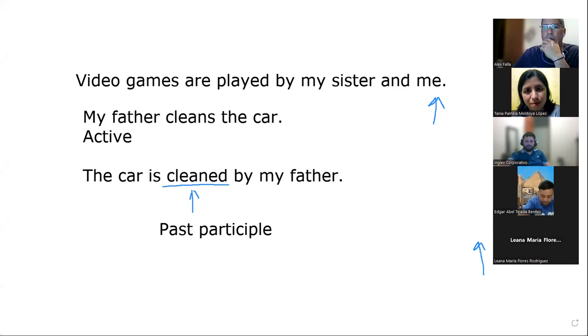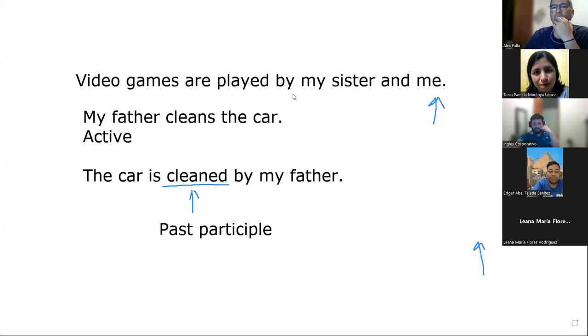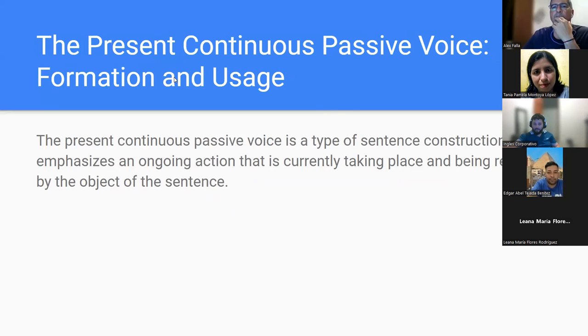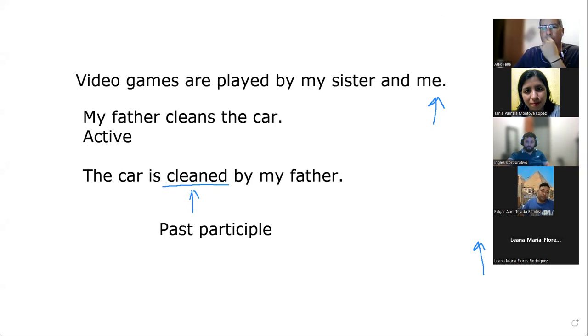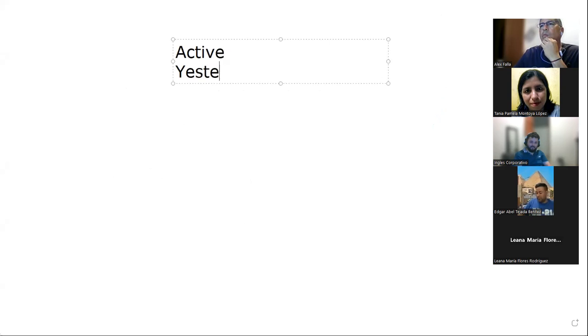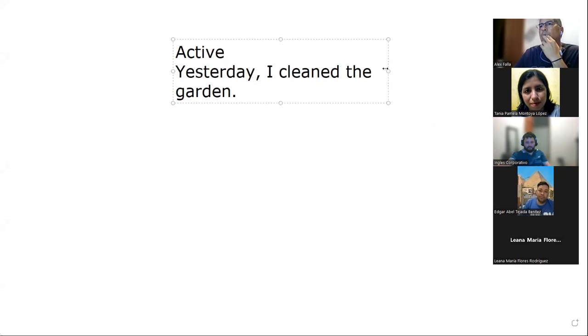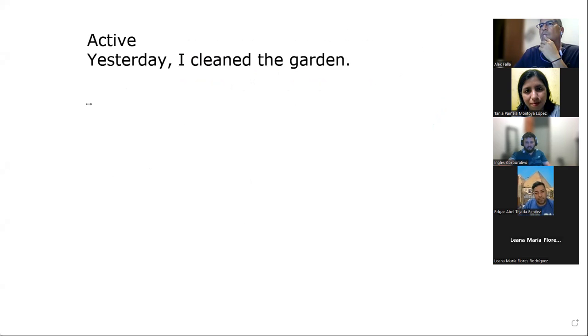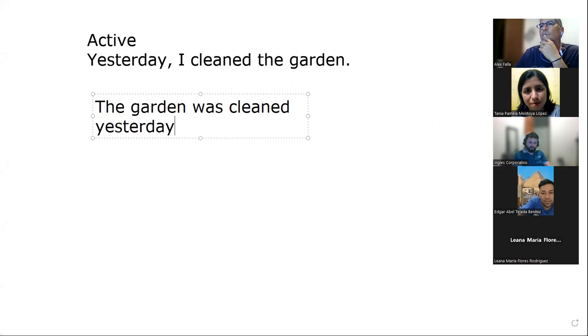All right. Now, let me show you another example here. So we have, guys: Yesterday I cleaned the garden. Okay, so active voice, right? Active would be yesterday I cleaned the garden, right? Good job. And what would be the passive voice? The garden was cleaned yesterday.